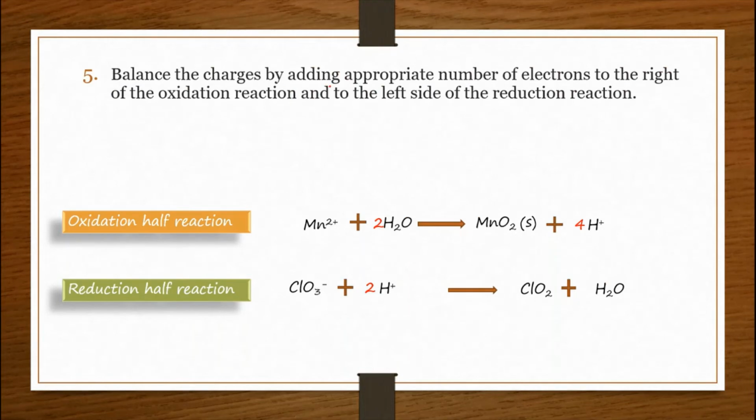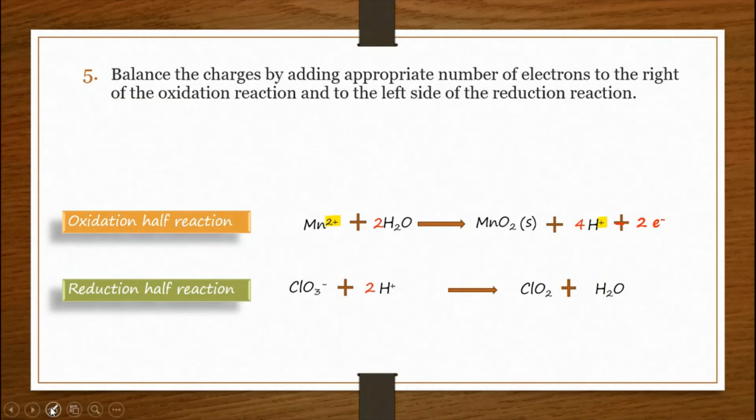Now balance the charges by adding an appropriate number of electrons to the right side of the oxidation reaction and the left side of the reduction reaction. In the oxidation reaction there is +2 charge and 4 multiplied by +1 charge on the right hand side of the equation. So here you have to add 2 electrons on the right side of the equation. So here we have added 2 electrons to the right side of the equation.